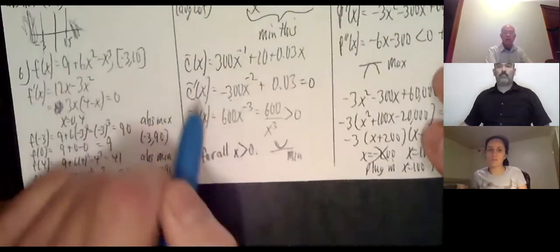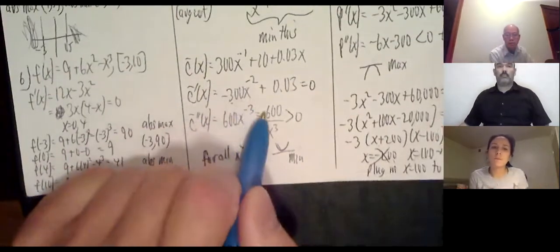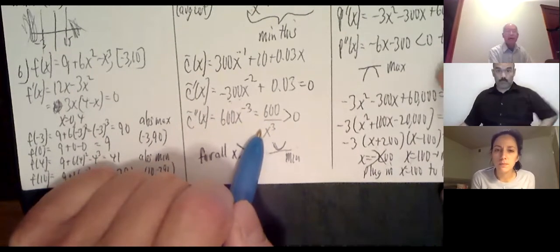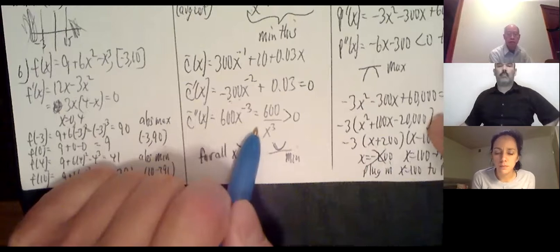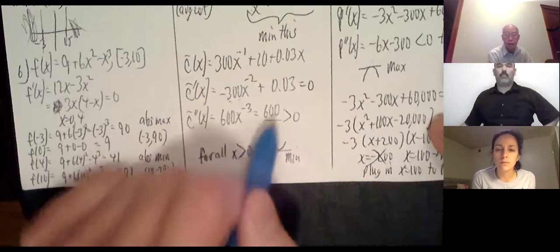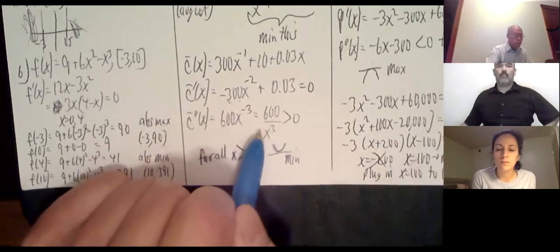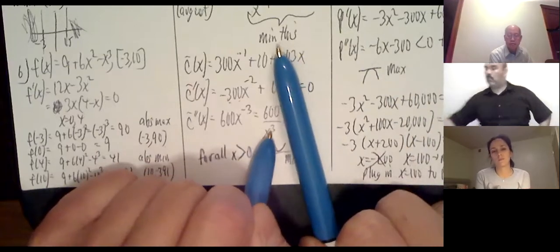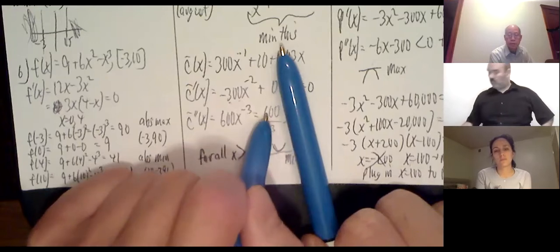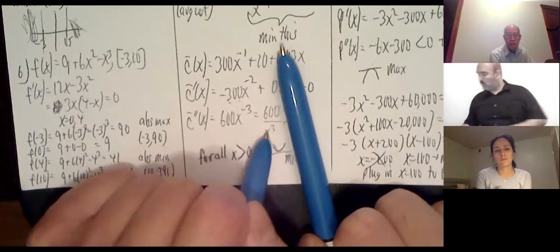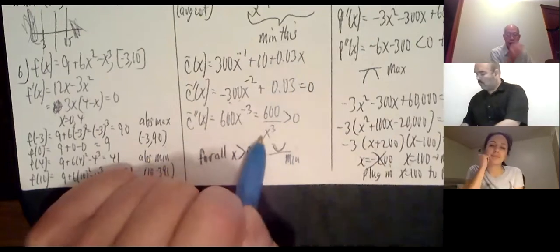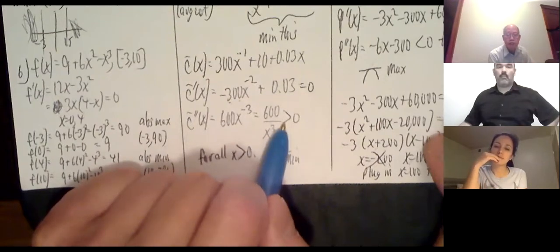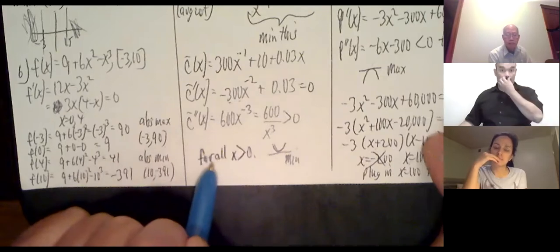So for problem 18, the second derivative came out to be this, 600 over x cubed. What is the second derivative? It's the derivative of the derivative. Okay, but x is positive. So look at this expression. If x is positive, x cubed is positive. 600, which is positive, divided by positive is positive. So no matter what I plug in, this expression is greater than 0. Second derivative greater than 0 means concave up.